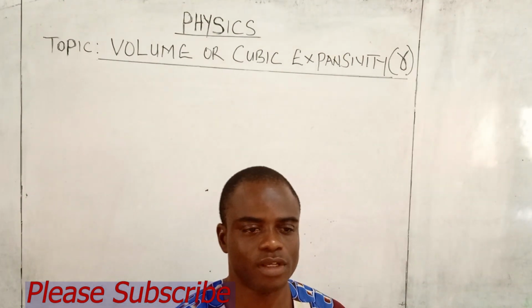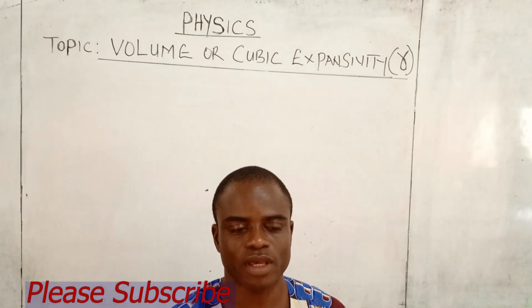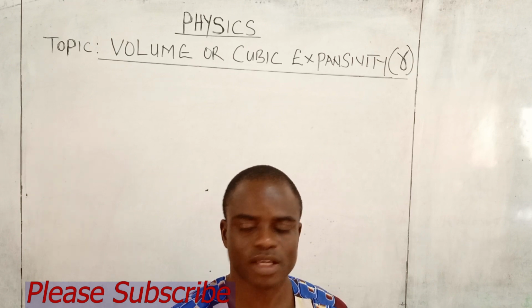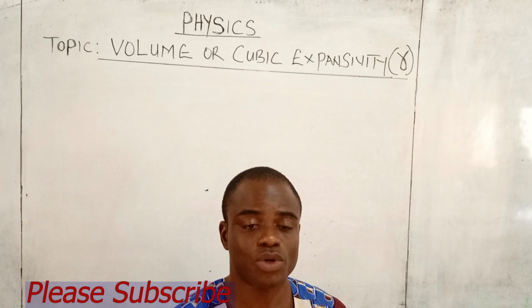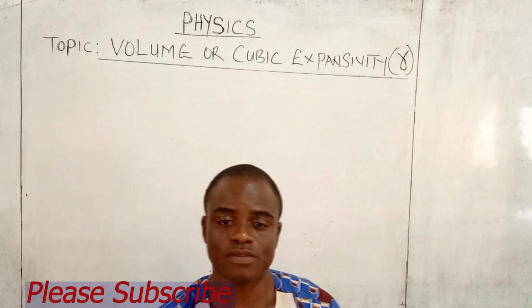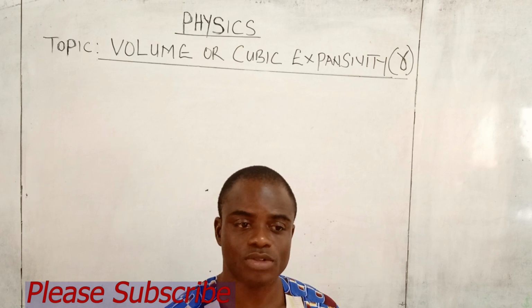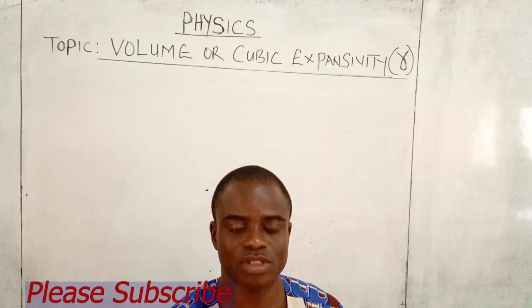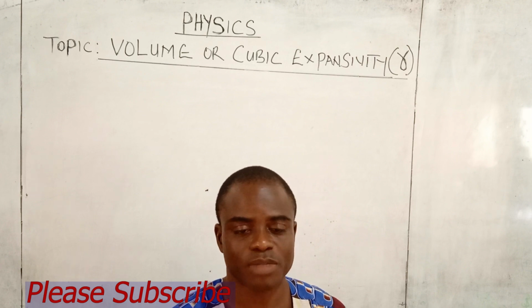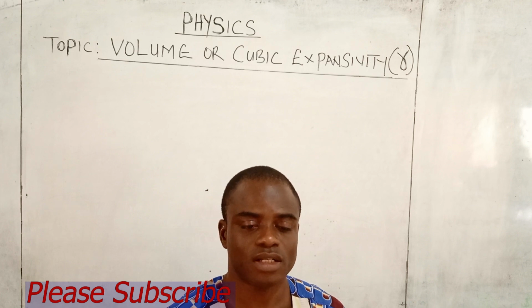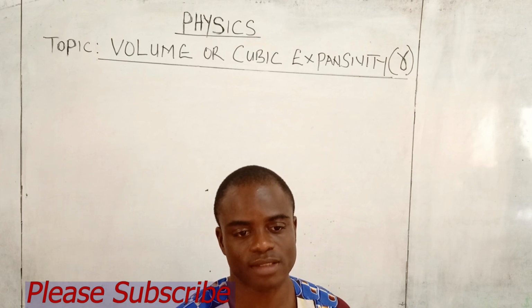The topic we are considering today is volume or cubic expansivity. We use gamma to represent cubic expansivity, and gamma equals 3 alpha. Previously, we talked about linear expansivity, which is alpha. I told you that linear expansion is different from linear expansivity. Linear expansion is the same thing as safety gap and the same thing as increase in length.